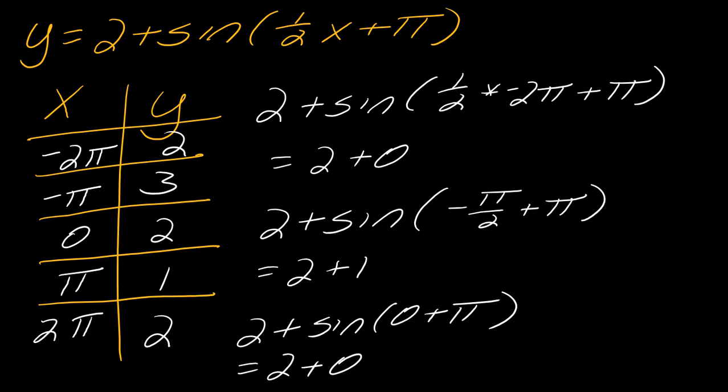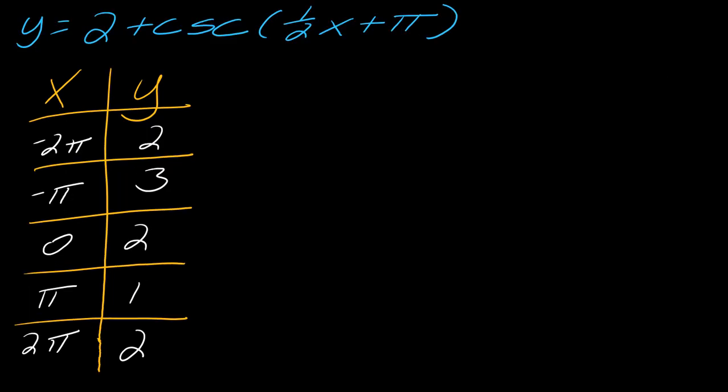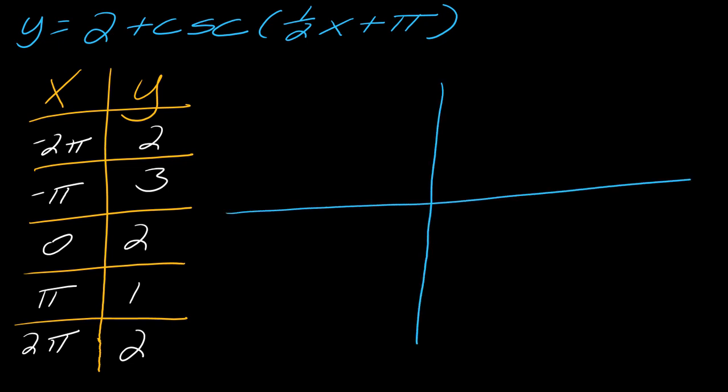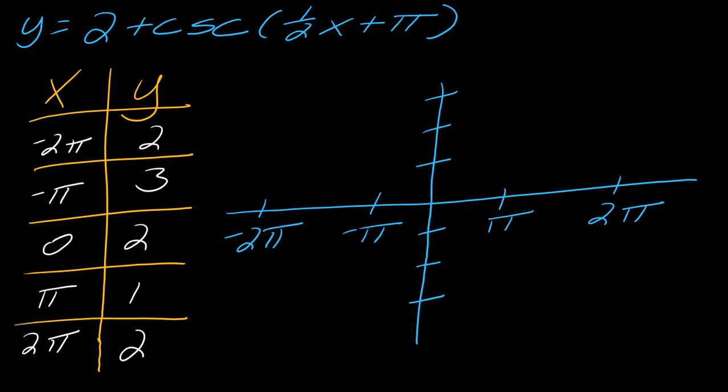Okay, so now we can graph. So let's go ahead and set that up. So let's set up our graph. And in this case, I will just go in quantities of pi. Oops, and this should be negative pi and negative 2 pi. And then 1, 2, 3, 1, 2, 3. Okay, so now we can start plotting points.